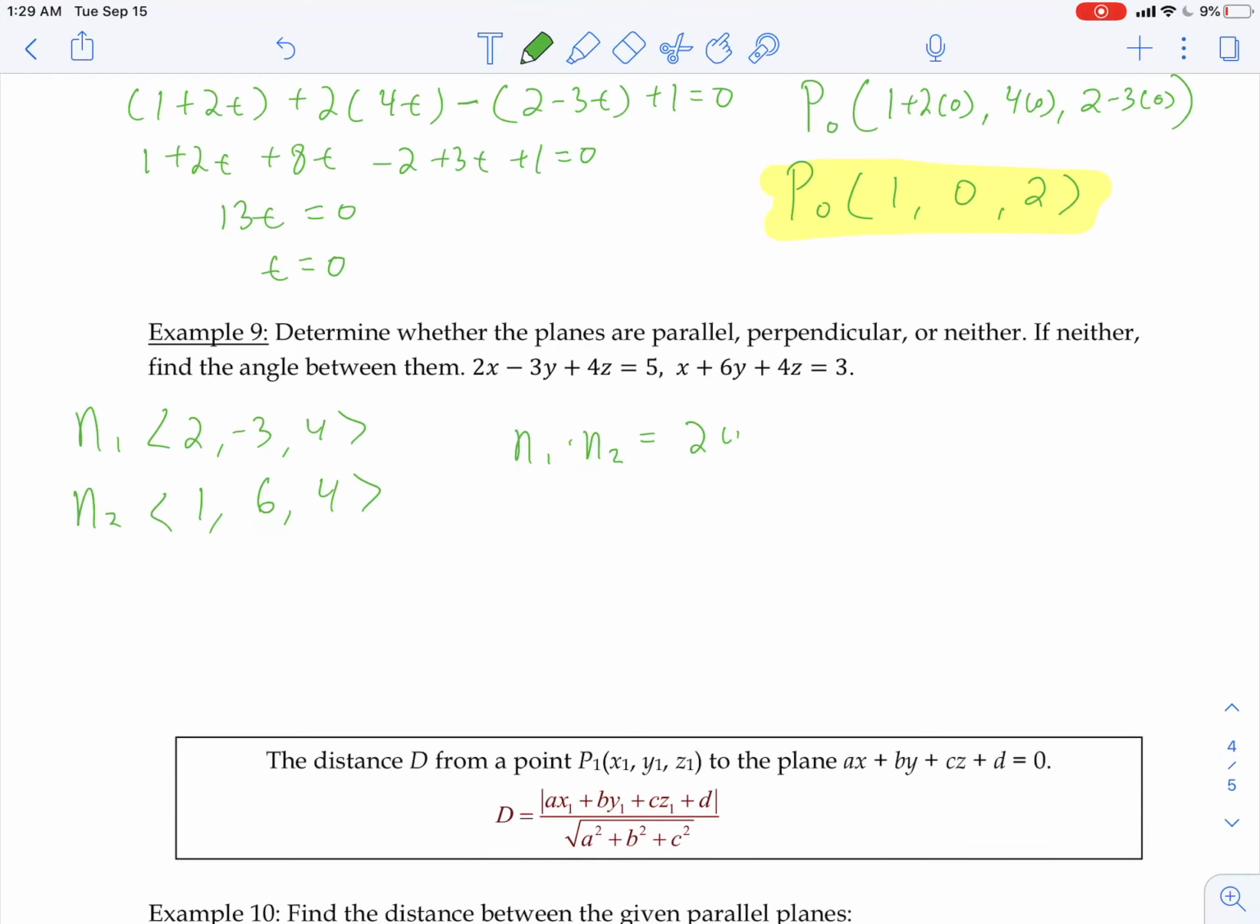So let's see the dot product. We have 2 times 1 plus -3 times 6 plus 4 times 4. We get 2 minus 18 plus 16, and it's 0. Because the dot product of these two vectors is 0, that means we have a perpendicular relationship.